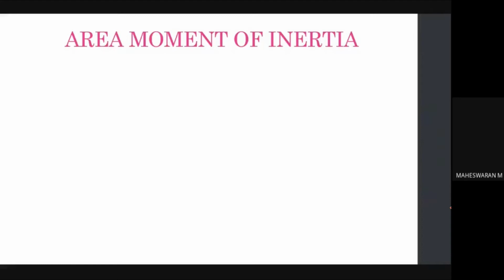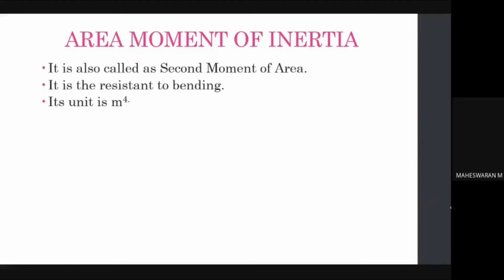What is this area moment of inertia? Area moment of inertia is also called the second moment of area. Previously we discussed the first moment of area. What is the first moment of area? It is nothing but the centroid, where you get integral y dA. So this is the centroid.